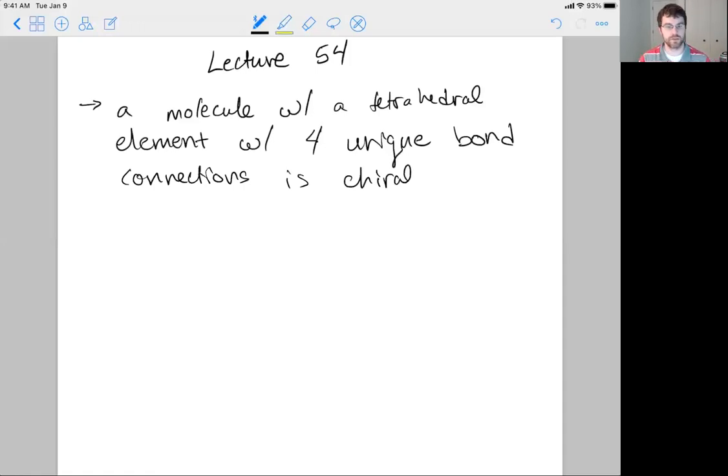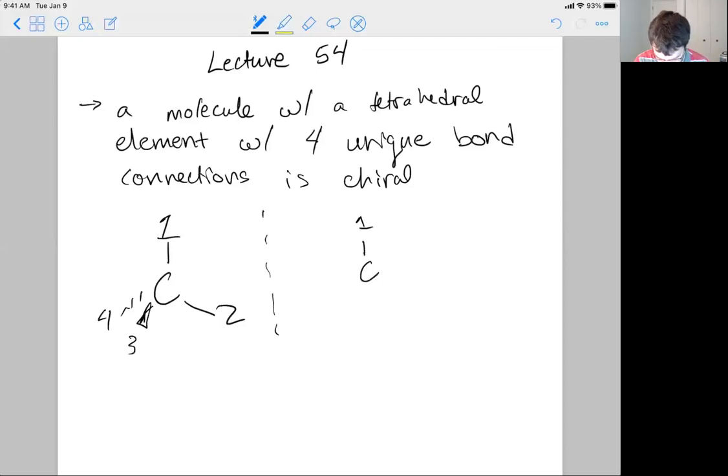That is, it's not superimposable on its mirror image. So we looked at this in a model, but let's go ahead and draw. What if I have some carbon with a 1, 2, 3, 4 thing attached to it? I then consider a mirror image of that molecule.